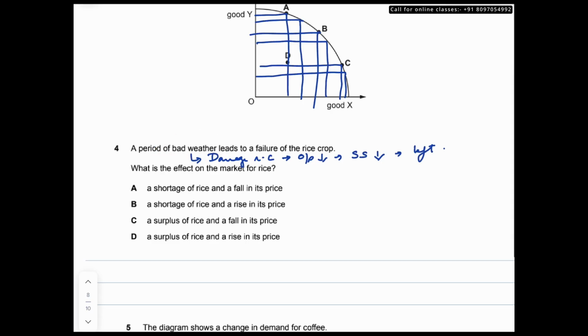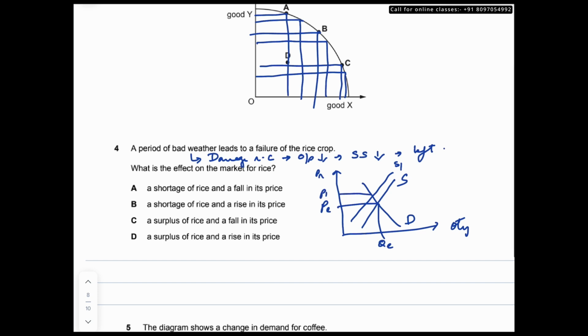Now let's see, how does that look on a diagram? So we have the demand, the supply. I will just roughly label the curves and the axes. So this is your initial equilibrium, PE and QE, and when the supply curve is shifting to the left because of a crop failure, what has happened? This is S1, this is your new price, and this is your new quantity.